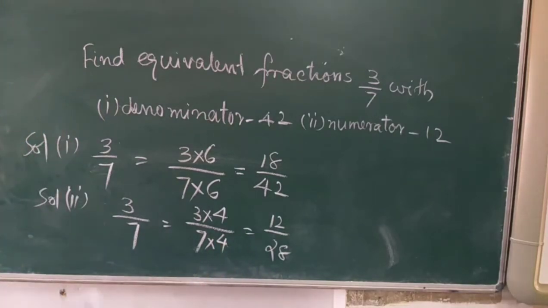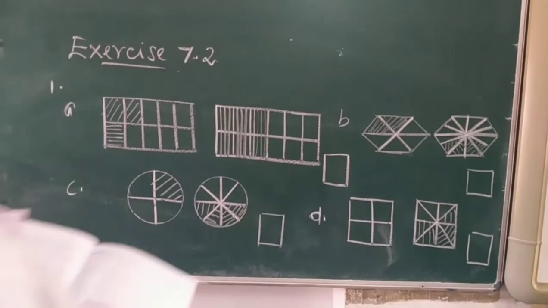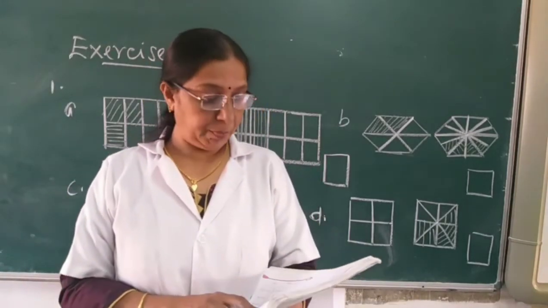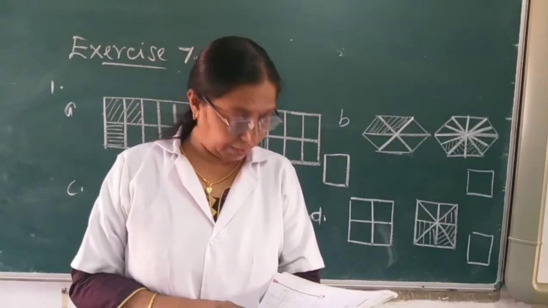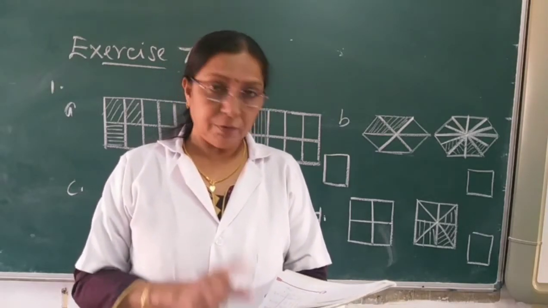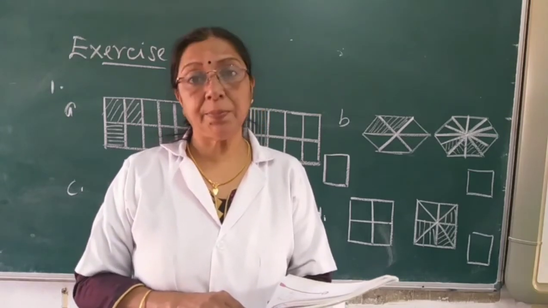Okay. See, we can solve this exercise question 7.2. Exercise 7.2. Okay children. Now we are going to solve exercise 7.2. All of you take your textbook, page number 92. Page number 92. See, first question. Look at the figures and write fractions for the shaded portion.